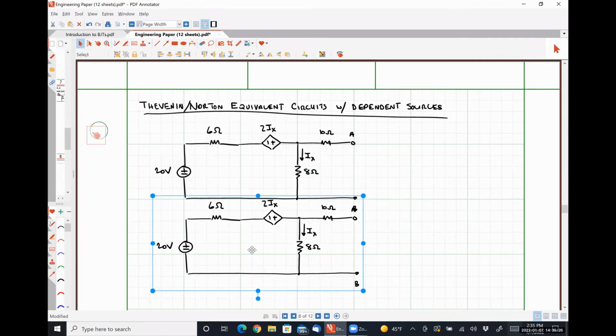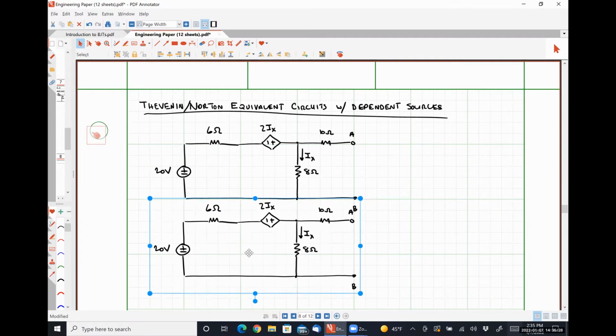All right, so might have been shorter to just redraw the circuit. Here we have our quantity VTH that we're trying to solve for. How might I go about solving for this quantity? Anybody?